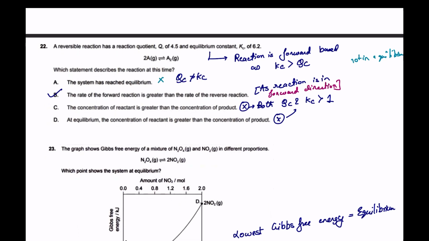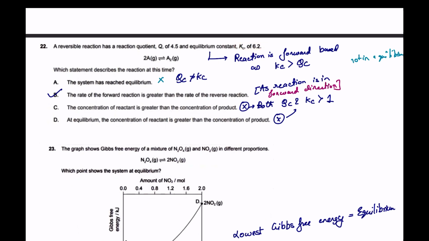The second is the concentration of reactant is greater than that of product. No, this is not correct because for Qc and Kc, if the concentration of reactant is greater than that of product, your Qc or Kc value should be less than 1. But in both cases, it's greater than 1. Obviously, this won't work. In the last case, at equilibrium, concentration of reactant is greater than that of product. It will also not work because Kc should be less than 1 if you want more reactants than products. But here, Kc is obviously greater than 1. So this is also incorrect.